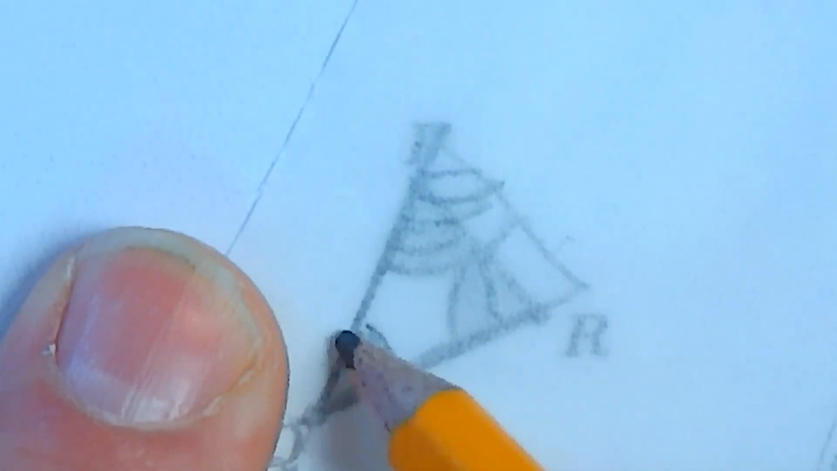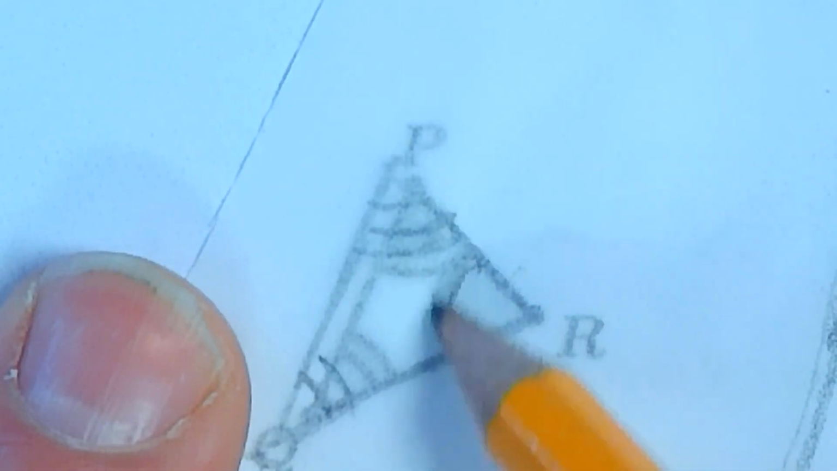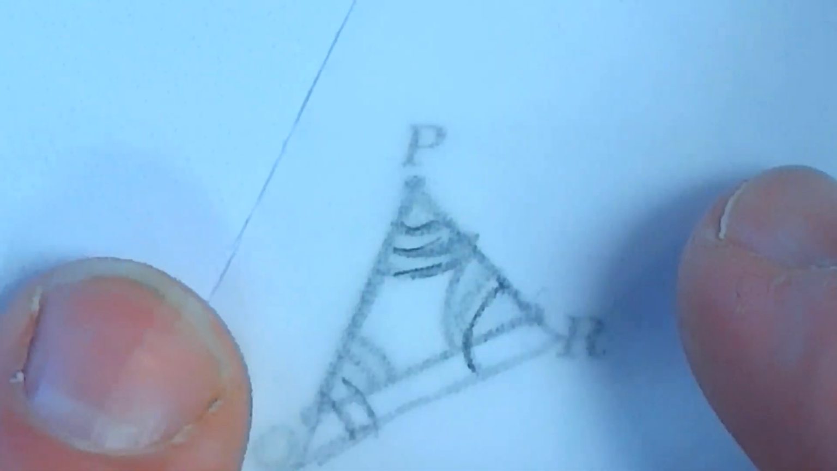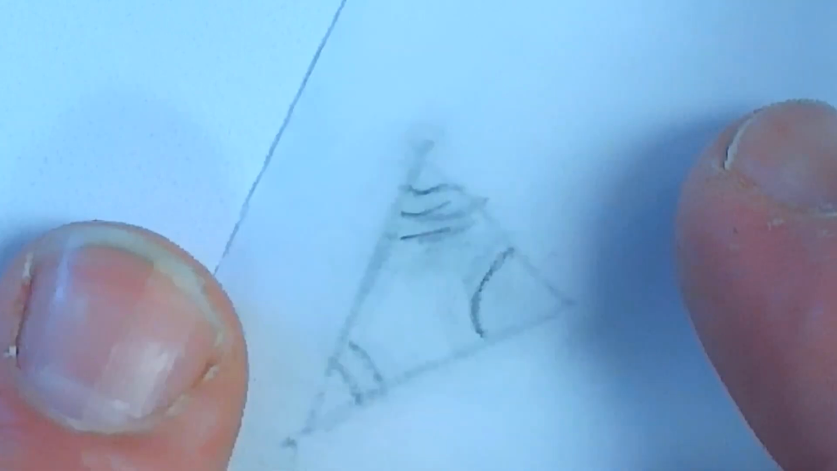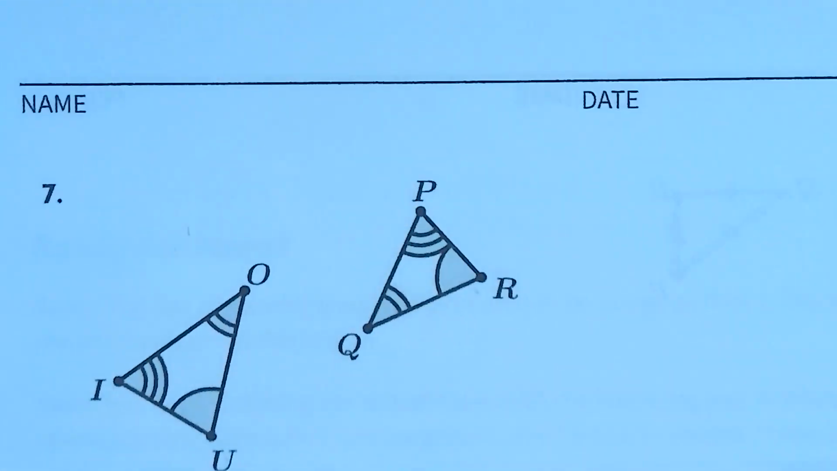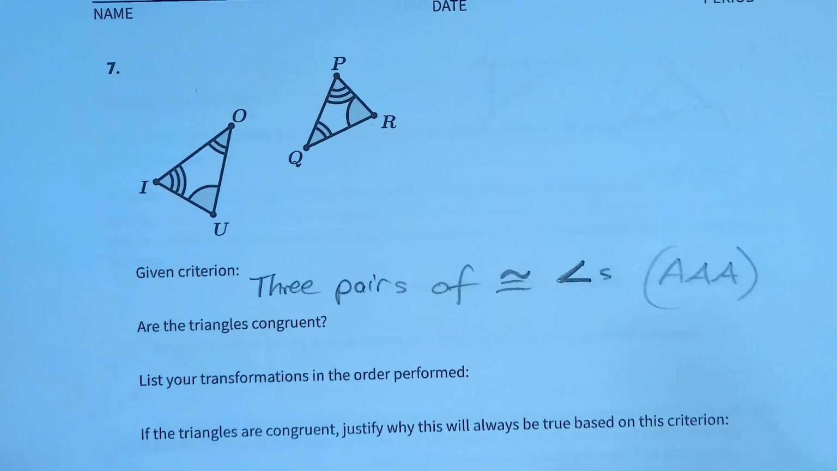They weren't lying. This angle matches this angle. That's true. Here, they weren't lying. This angle matches this angle. It's true. And they weren't lying about this angle either. This angle matches this angle. But the triangles are not congruent. So even having all the same angles is not enough.